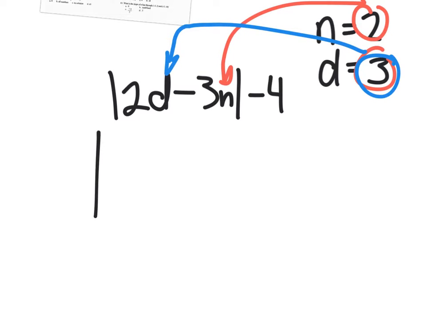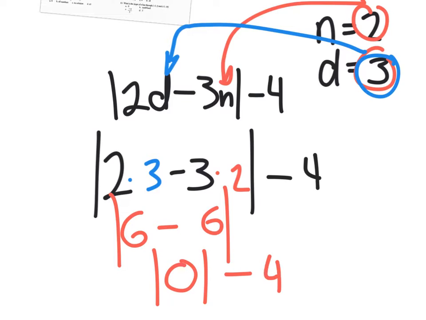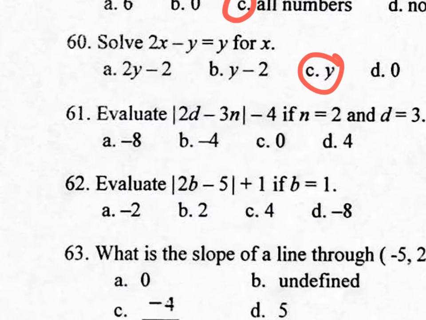So let me rewrite the whole thing. 2, but instead of d, I want to put times 3, and then minus 3, but instead of n, I'm going to put times 2, and then I close the absolute value, and then minus 4 at the very end. Let's do the math. So you zoom in and work on the inside of the absolute value. So that's really multiplication and multiplication. You're going to do this one and this one before subtracting. So that's really going to be 6 minus 6. The absolute value of 0 is still 0, and 0 minus 4 is just negative 4 as your final answer. So the final answer is negative 4, option B.